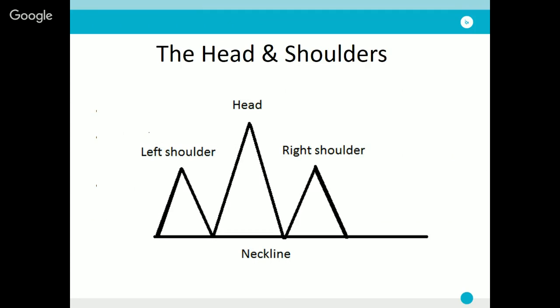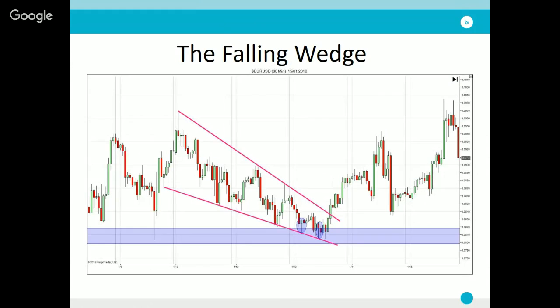So how do you find your entry on the falling wedge example? Let me just go back a couple of slides here, and I'll show you.